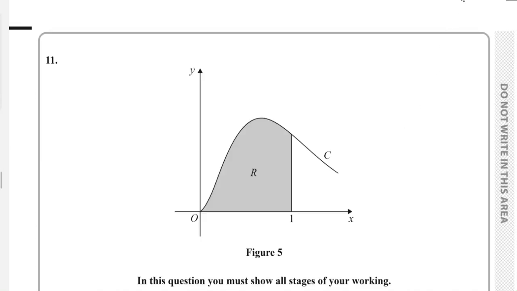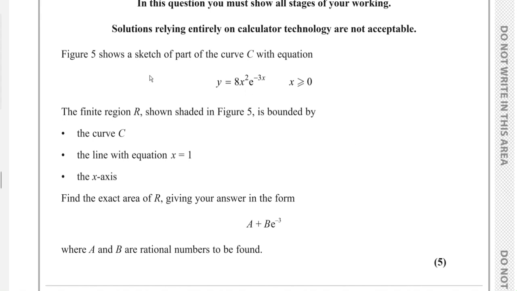Question number 11. Figure 5 shows a sketch of part of the curve C with equation y equals 8x squared e to the -3x, where x is greater than or equal to 0. The finite region R, shown shaded in figure 5, is bounded by the curve C, the line with equation x equals 1, and the x-axis. Find the exact area of R, giving your answer in the form a plus b e to the -3, where a and b are rational numbers to be found.